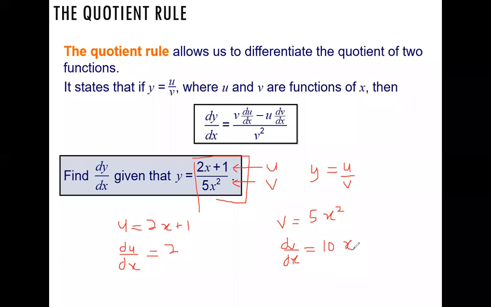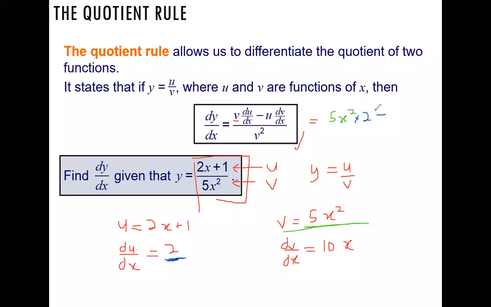Okay, good. Then what's next? We are just going to substitute into this formula. If you look at it carefully, we're going to pick v first. So v is what we have here. This is v, so we pick v first, which is 5x squared. Then we go for the u, times 2, that's du dx, which is 2.